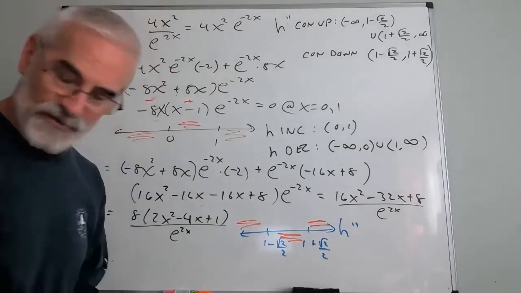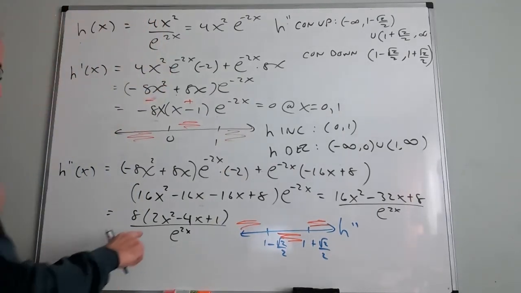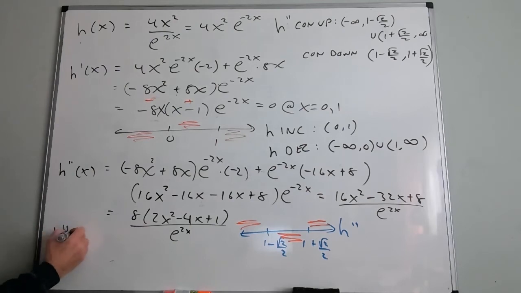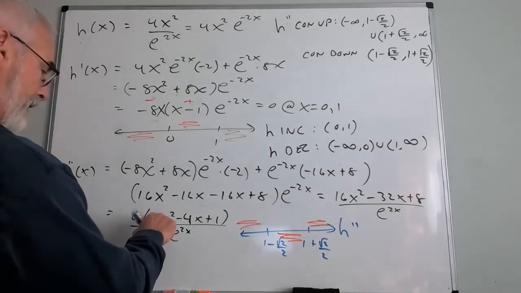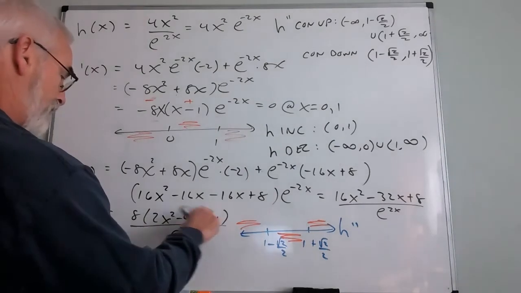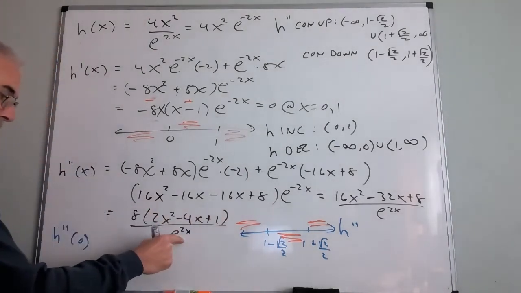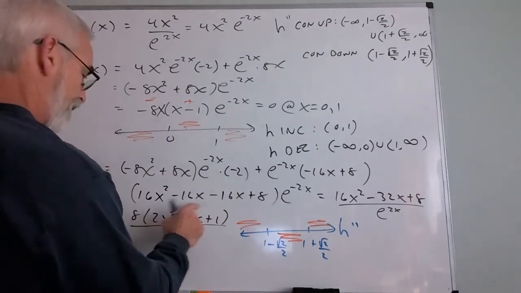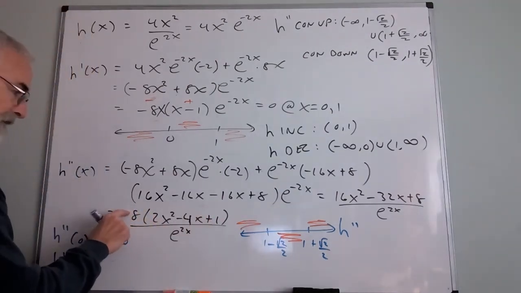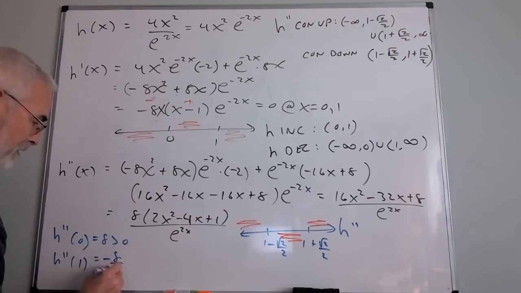If I use the second derivative, h double prime of 0. Well, if I replace x with a 0, I'd have 1 times 8 over e to the 0, that's just 8. If I replace, what was the other value? 1. 2 minus 4 plus 1, that's negative 1. So this would be negative 8 over e squared. All that matters is that's less than 0.